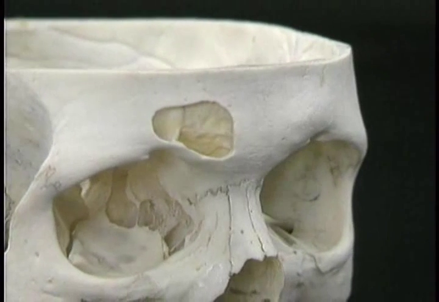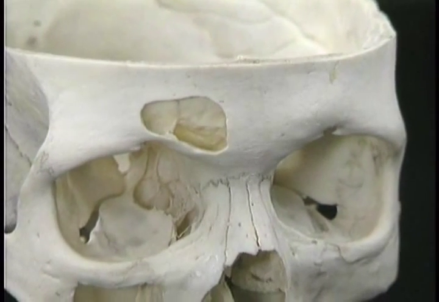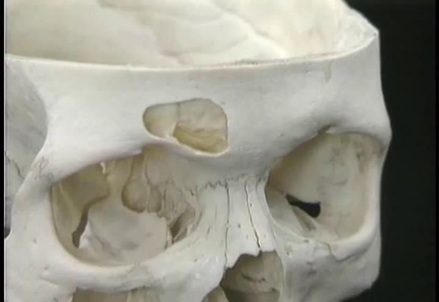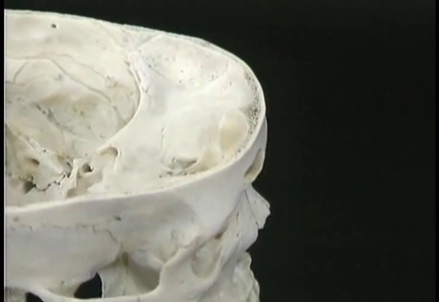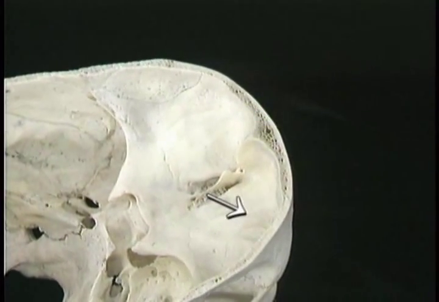The frontal sinus extends upward behind the lower part of the forehead and also, to a variable extent, backwards between the roof of the orbit and the floor of the anterior cranial fossa.